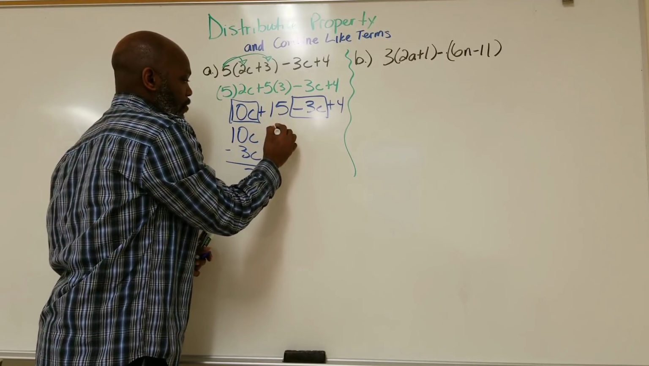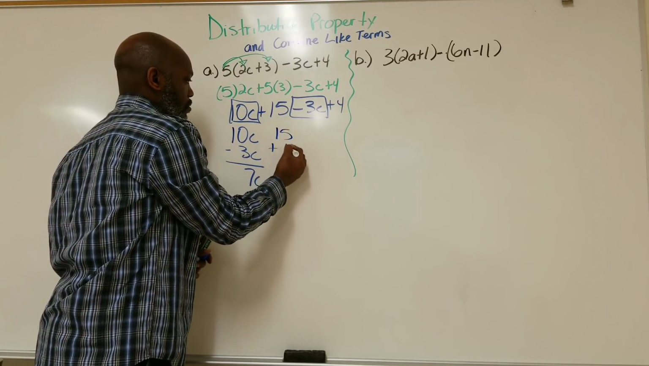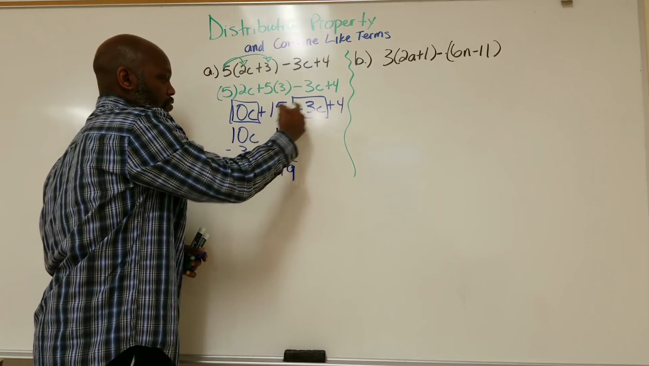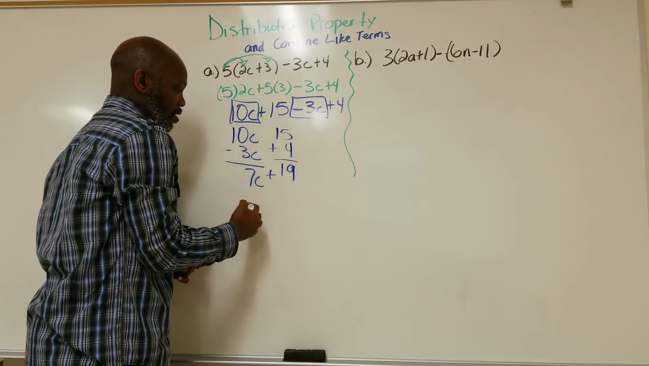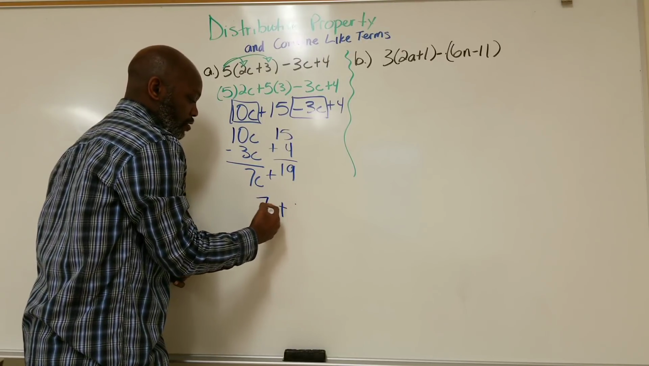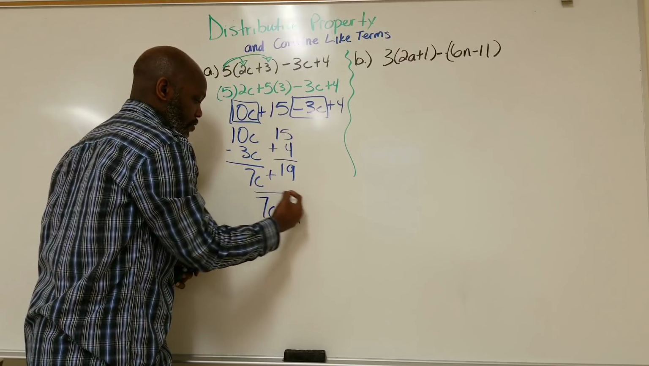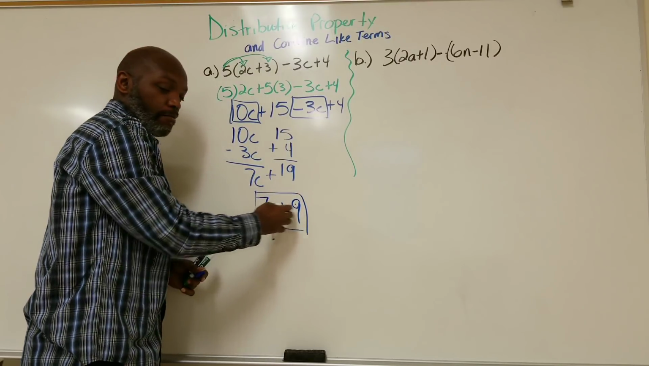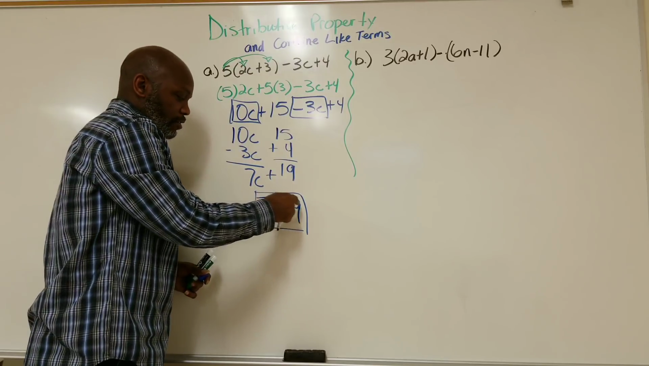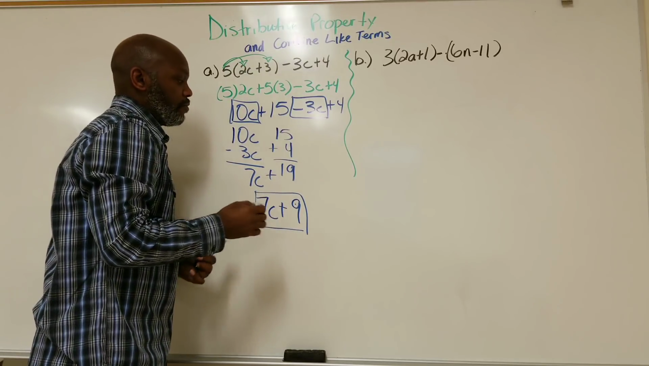And then we have 15 plus 4, which is 19. And that's a positive 19. So there's our answer. And I write it a little neater here. 7c plus 19. And we cannot combine these terms because they are not alike. 7c plus 19 is our answer.